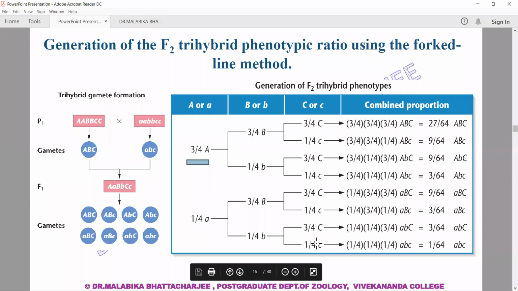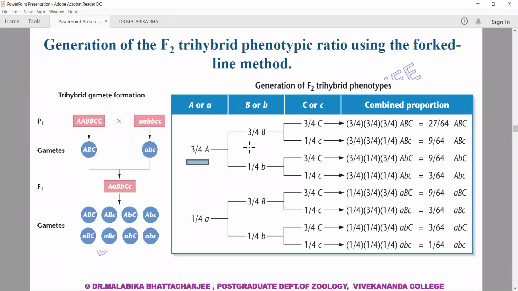If there had been a fourth allele, the process goes in a similar manner. Then we would have multiplied this capital C with 3/4 capital D and 1/4 small d, and this small c again with 3/4 capital D and 1/4 small d. So this is how, when we multiply, we are combining the probabilities of the three alleles.